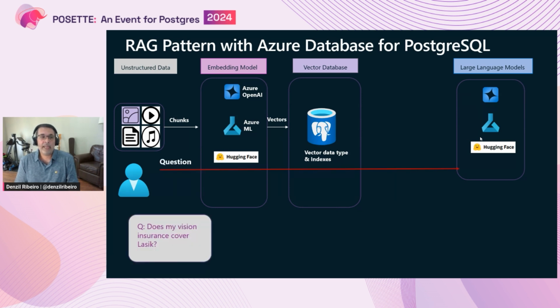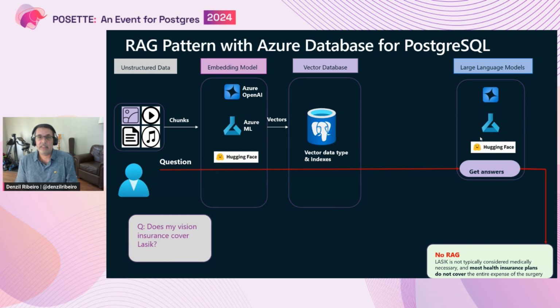Then when a user asks a question, if the question doesn't have context and you go directly to an LLM, the large language model is trained only on public data. So it'll produce an answer which is generic in nature. If the question is, does my vision insurance cover LASIK? The answer would be more generic because it doesn't have information about domain-specific data, with regards to your insurance.